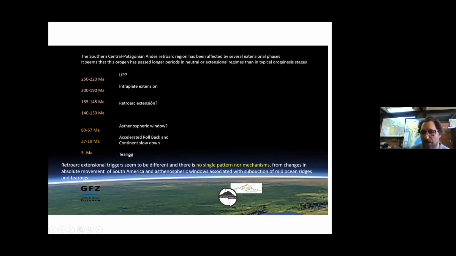And finally, the Pliocene to Quaternary depocenters could be related to small variations, changes in the geometry of the subductive slab. So retroarc extensional triggers seem to be very different, and there is no single pattern and mechanism through time. And that's all. Thank you very much.